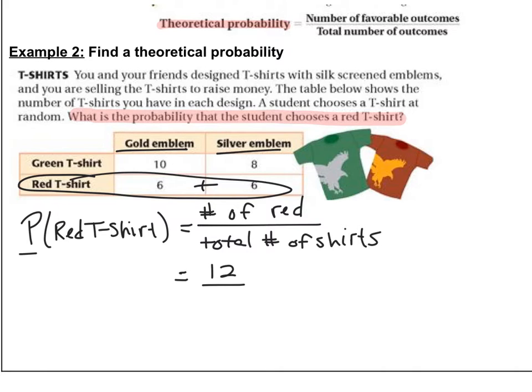Now the total number of t-shirts is going to be the 12 red t-shirts plus the 18 green t-shirts. So 12 and 18 will make 30. Then we'll simplify that fraction down. 6 goes into both of them, and we'll get 2 over 5. And we'll also give that as a decimal, which will be 0.4.